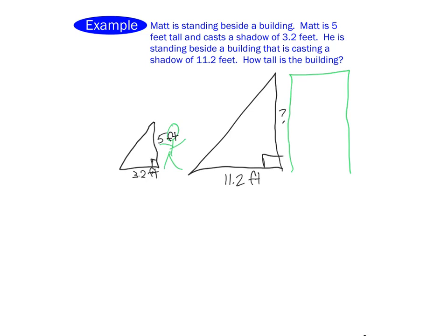So how are we going to use similar triangles to do this question? Well, what we need to do is find the scale factor. In the last question that we did, we saw that the triangle on the left was 2.5 times bigger than the triangle on the right. 2.5 is the scale factor.